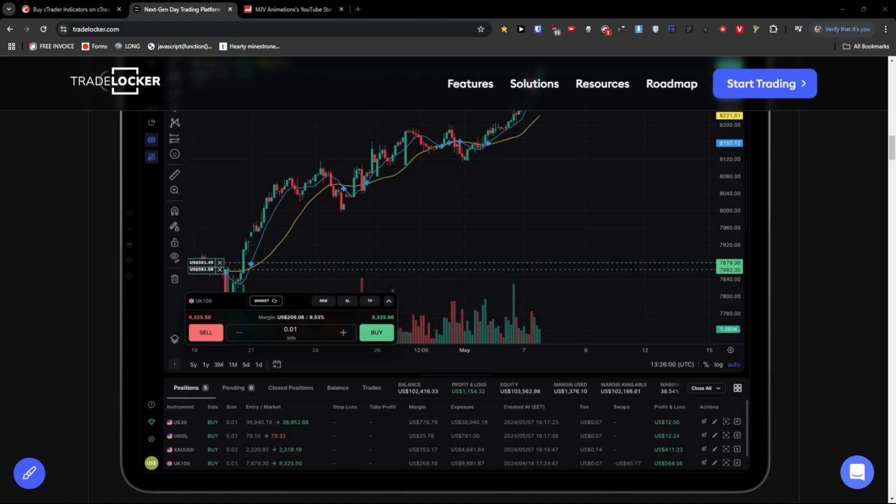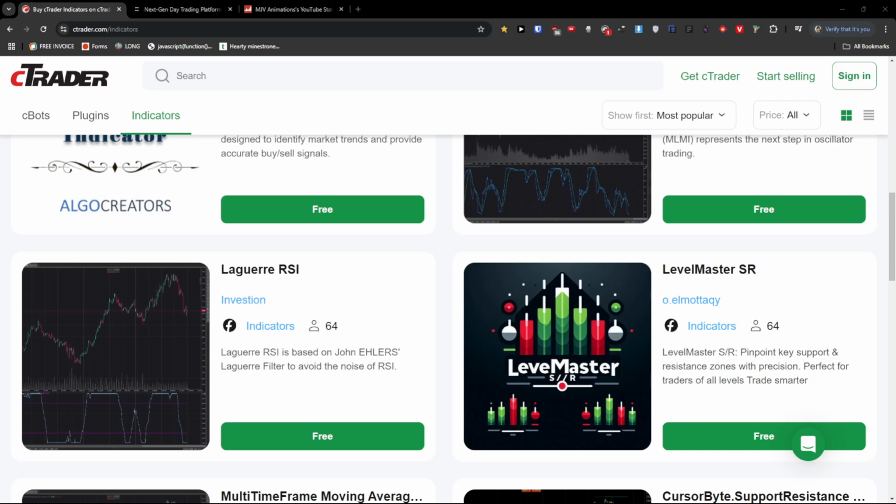And TradeLocker has simple mobile and web versions, and it's much better for cTrader. So that's pretty much it for both, what you have to be aware of.